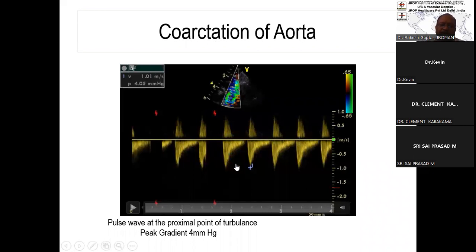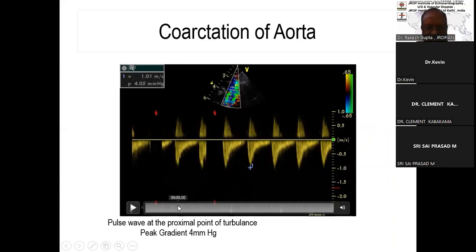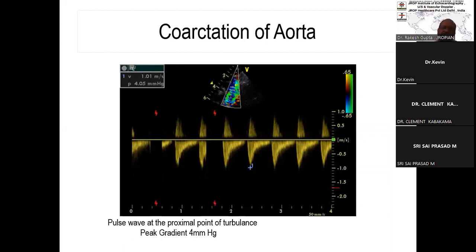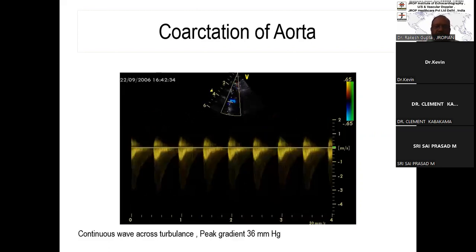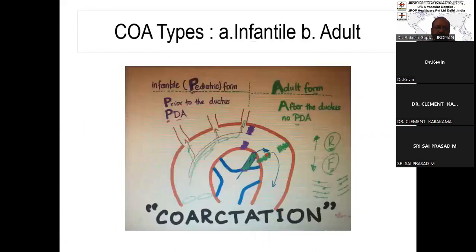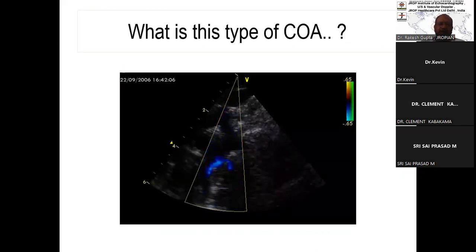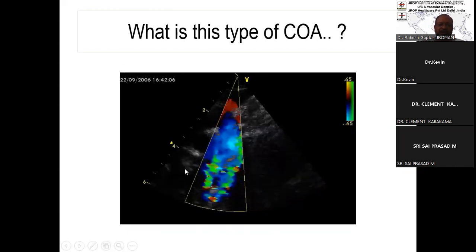We do look at the gradients, which are almost 4 meters per second. If we take into consideration the patient's previous readings, the pressure across this coarctation of aorta is about 36 millimeters of mercury. Now you can see the two Doppler spectrum patterns across this coarctation of aorta. This is again a diagram which talks about preductal and ductal: prior to the ductus PDA, or not prior to the ductus PDA. That's what the imaging is. At your level, whatever you identify is good. What type of coarctation of aorta is this? This is post-ductal.